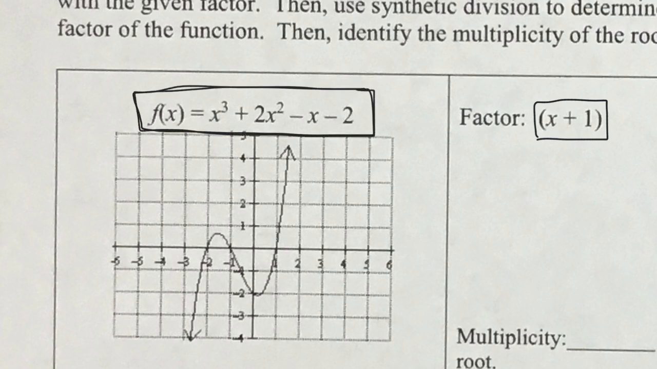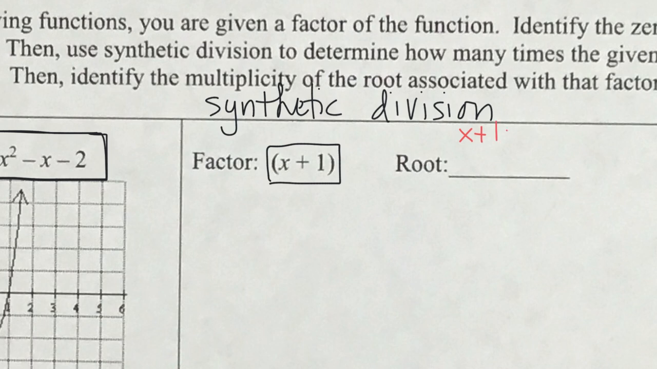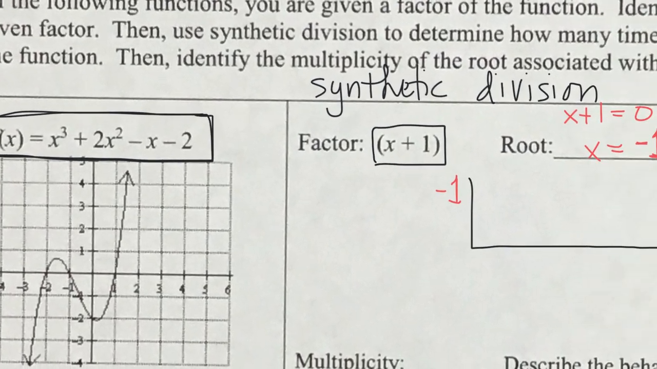Okay, so what we're going to do in order to figure that out is synthetic division. So first we start with the roots. In order to find the root, you set your factor equal to 0 and you solve. So if I have a x plus 1 factor, that means I have a negative 1 root. So we're going to use synthetic division with negative 1. Okay, and what we're looking for is a remainder of 0.